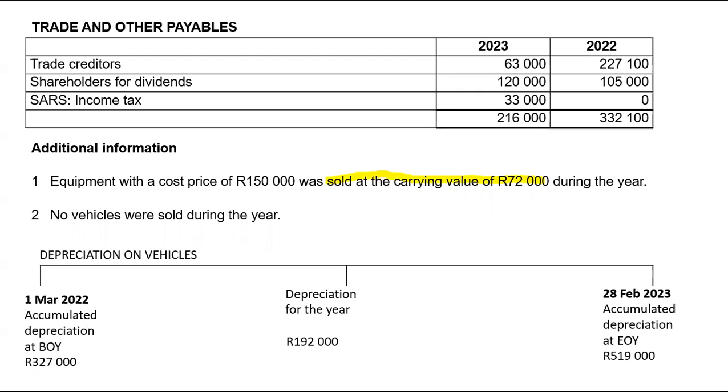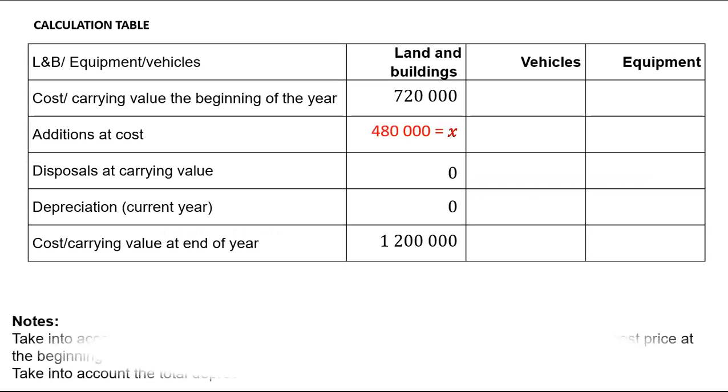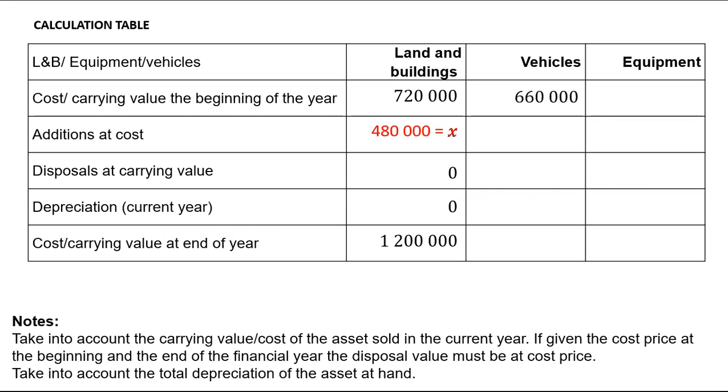And the formula that I've taught you from the previous videos is this one here. For land and buildings, you start with cost at the beginning of the year was 720, and we don't have additions, disposals, or depreciation. Carrying value was 1.2. That means X will be 480,000. For vehicles, if you decide to work with carrying value, you will simply have 660,000, and we don't have additions. We did not sell. It was specified there was no vehicle that was sold. We calculated depreciation, which was 192,000, and the carrying value at the end of the year is 918,000. Reverse operation again will give you additions at cost, which is 450,000.